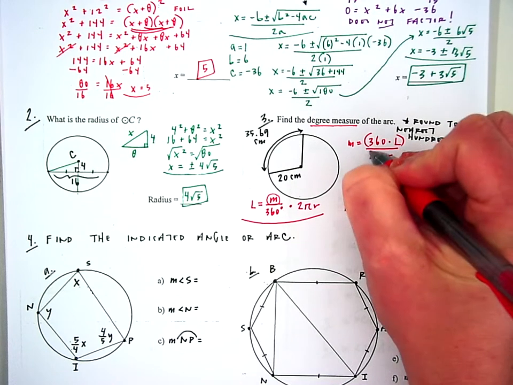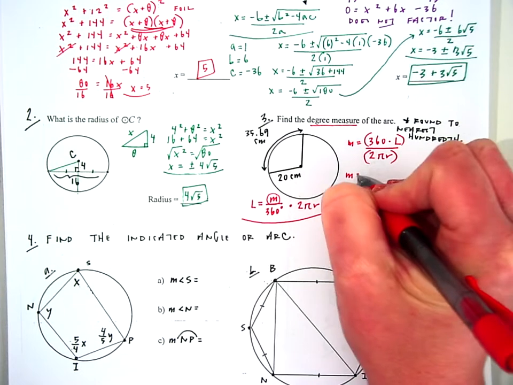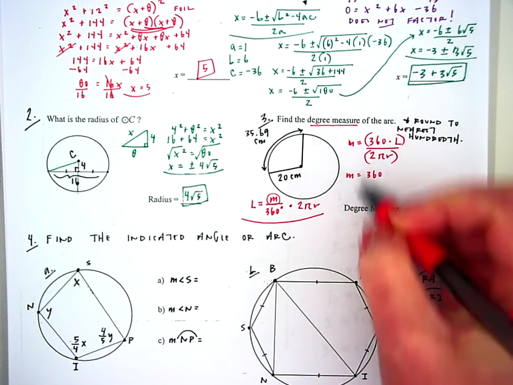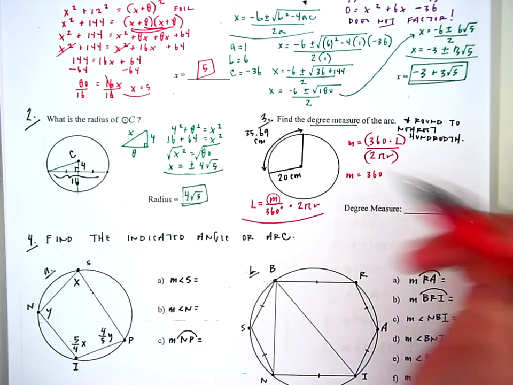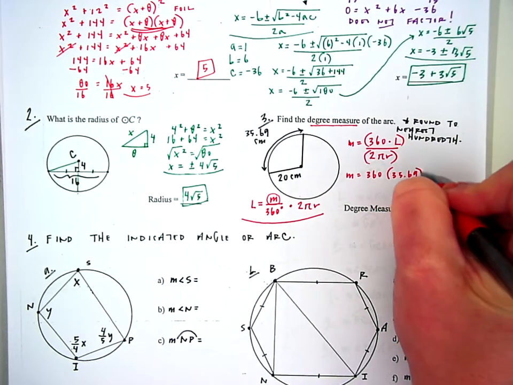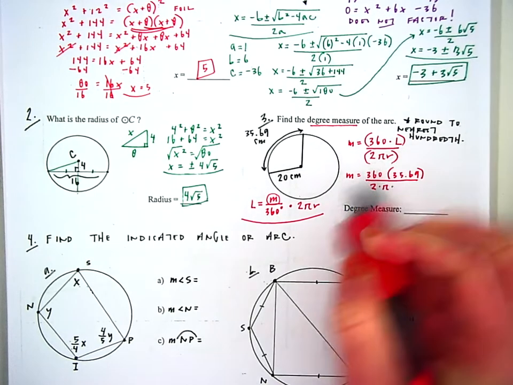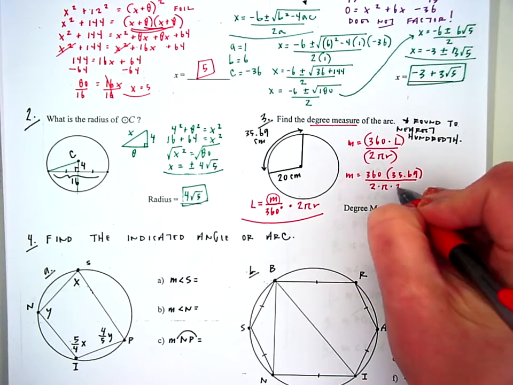And we know the importance of parentheses to preserve our order of operations. So when I look here, I can say that 360 times the length, right here's the length in units, is 35.69. And then I'm going to divide that by 2 times pi times my radius here of 20.